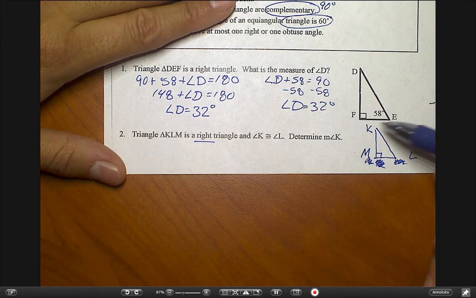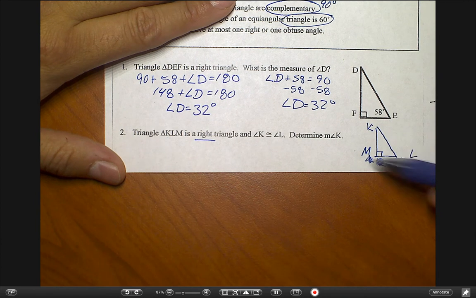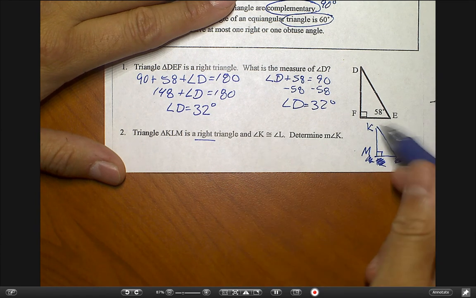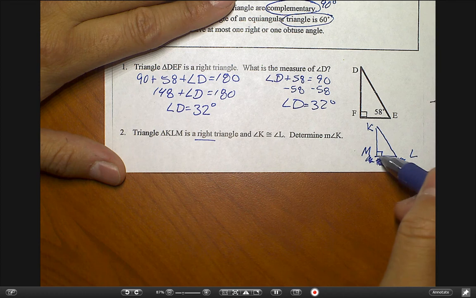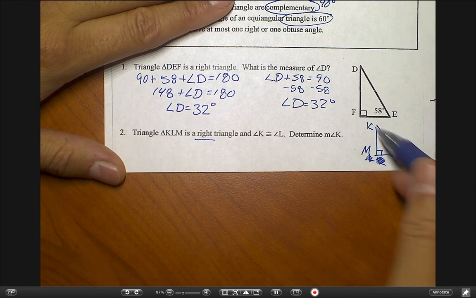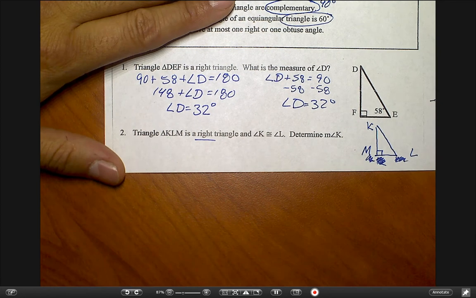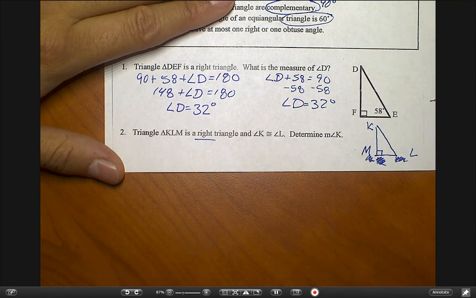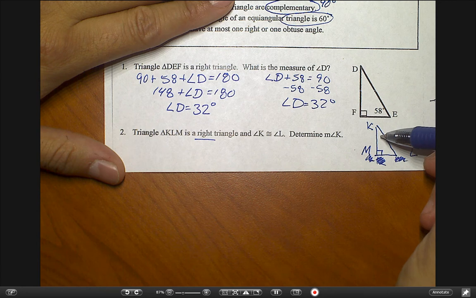Alright, so we have K, L, M, where K and L are going to be congruent to each other. And M has to be my right angle because I can't have two right angles in a triangle, right? Okay, can't have two of them. So do I know what they are? No, I do not know their value.